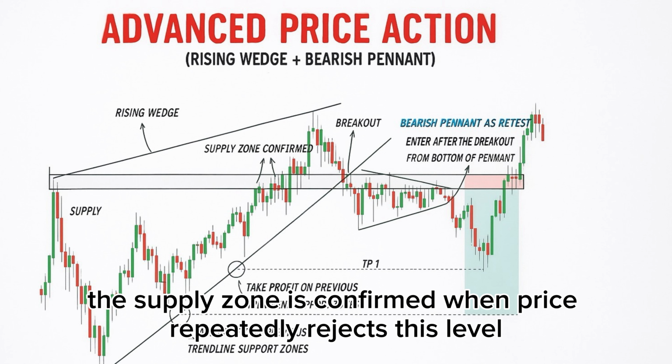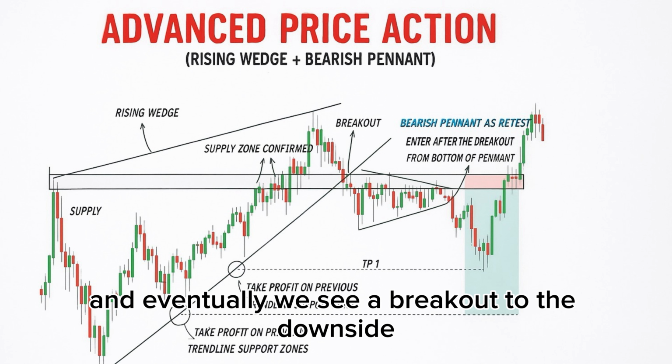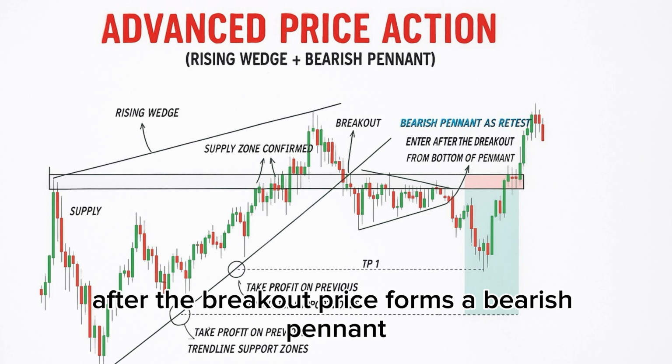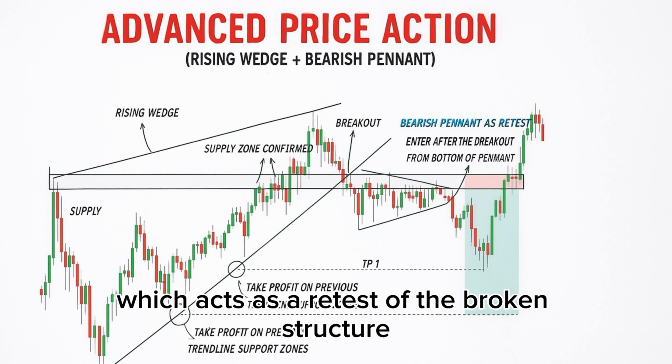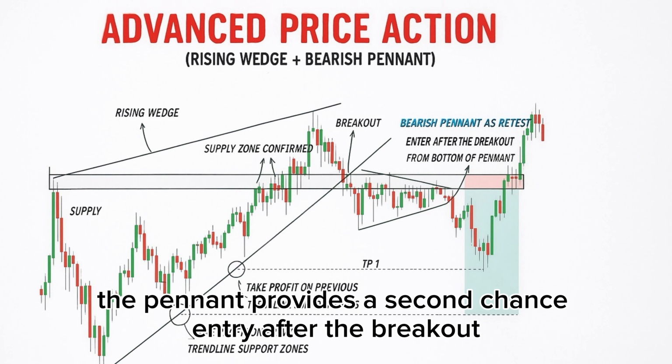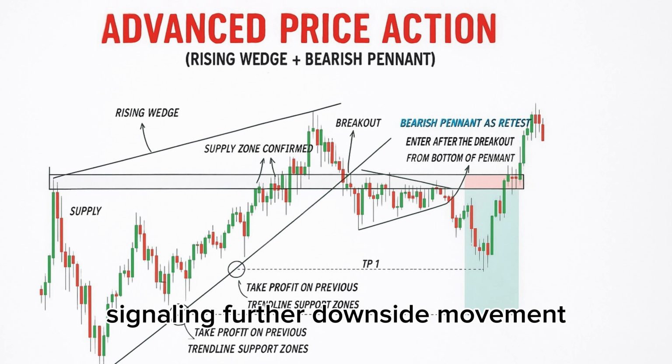The supply zone is confirmed when price repeatedly rejects this level, and eventually we see a breakout to the downside. After the breakout, price forms a bearish pennant, which acts as a retest of the broken structure. The pennant provides a second chance entry after the breakout, signaling further downside movement.